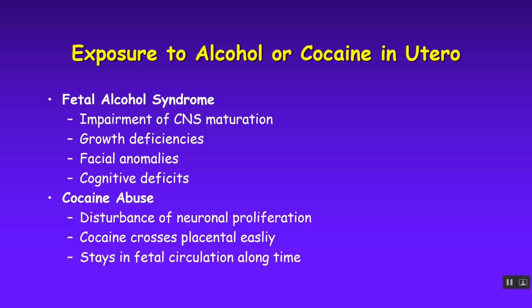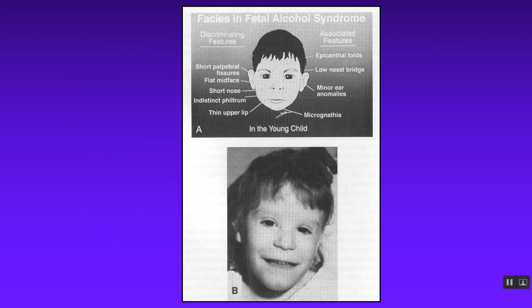They've got these facial abnormalities that are pretty indicative of fetal alcohol syndrome. Cocaine abuse is going to cause problems with neuronal proliferation, so it's going to impact how well your neurons proliferate and divide and the robustness of that process. Cocaine can really affect the fetus because it crosses the placenta very easily, and it stays in the fetal circulation a long time.